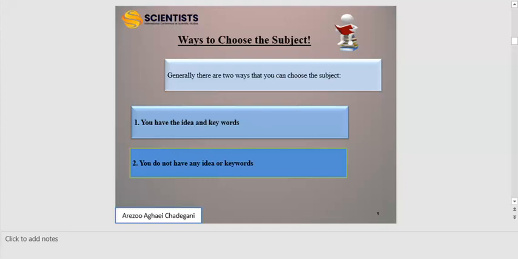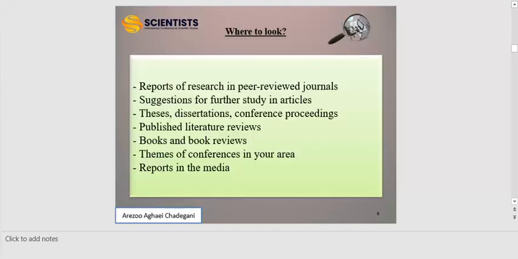In the first condition, you have some ideas and keywords that are your preferences, like stock return, like audit quality, like tax avoidance, like management style. These are keywords in accounting. Number two, that you don't have any idea and keywords. This is the second status, that you don't have any idea, you don't have any keywords.